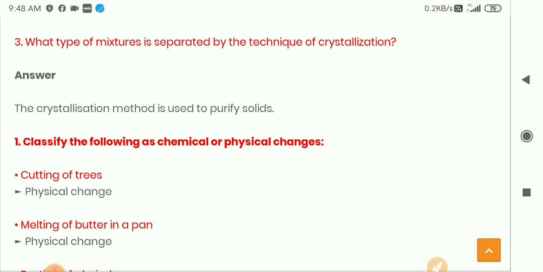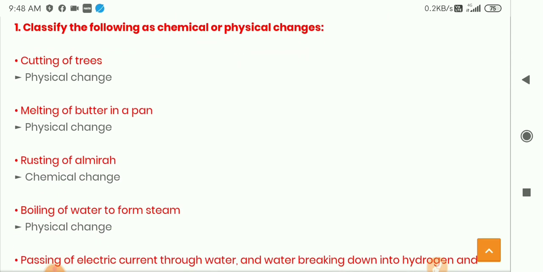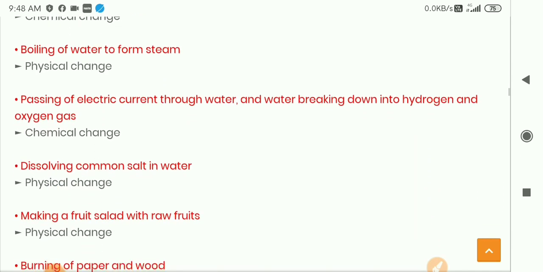Then classify as a chemical or a physical change. Cutting a tree, it's a physical change. Melting a butter in a pan, it's a physical change. Melting of butter is physical. Rusting of almirah is a chemical change because rusting of iron takes place and iron is converted to iron oxide. Boiling of water to steam, it's a physical change because there is no internal structure change.